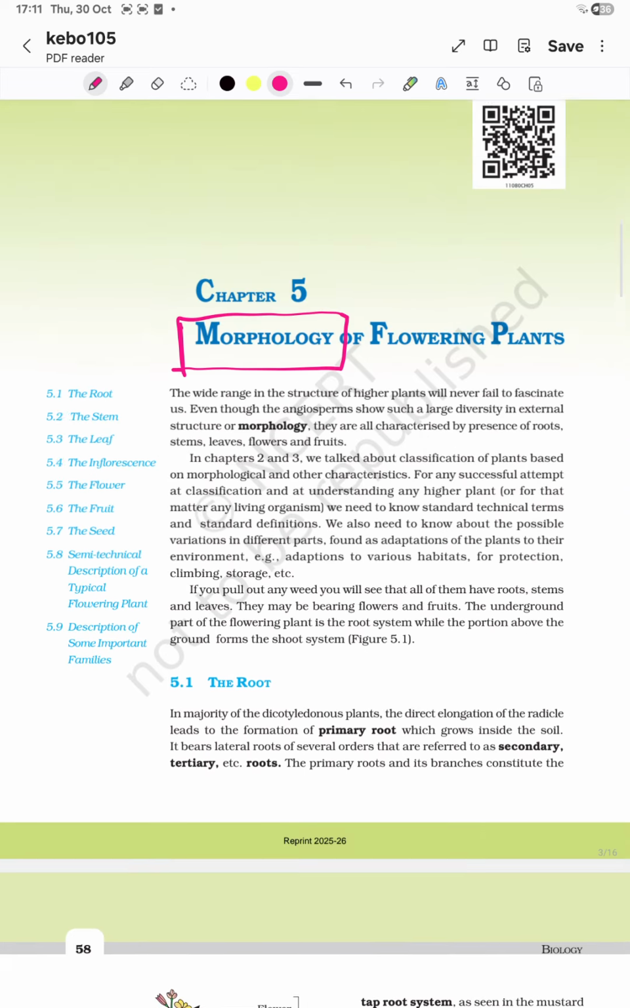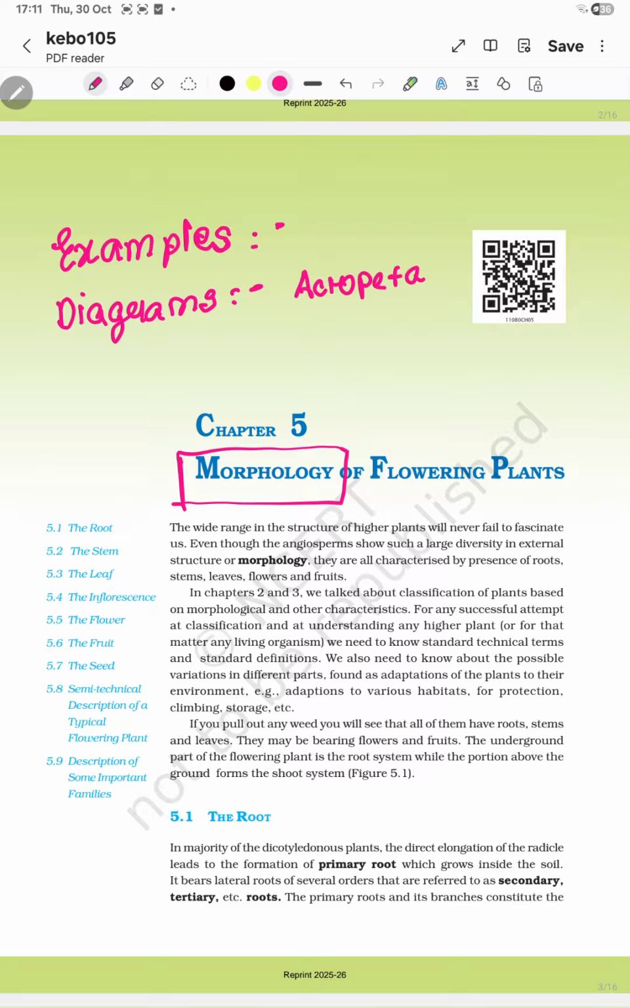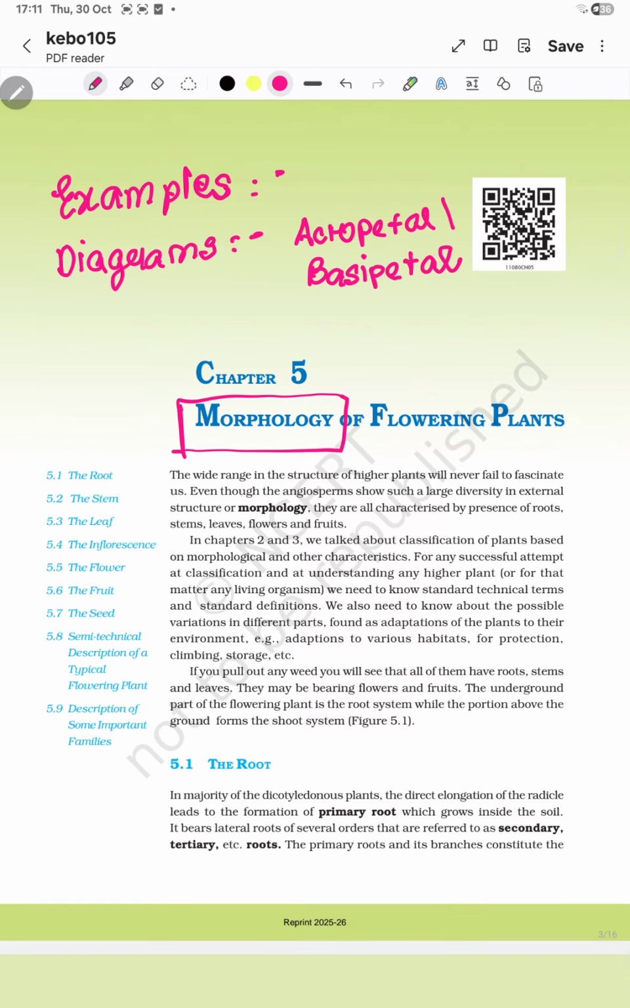examples are the most important thing. So you need to learn by heart all the examples. For example, what are the examples of tap roots, what are the examples of fibrous roots, what are the types of aestivation, what are its examples. And another thing is diagrams. Because without drawing diagrams, you will not know what is the difference between an acropetal inflorescence or a basipetal inflorescence, for example. So I'll be going through all this in the chapter.